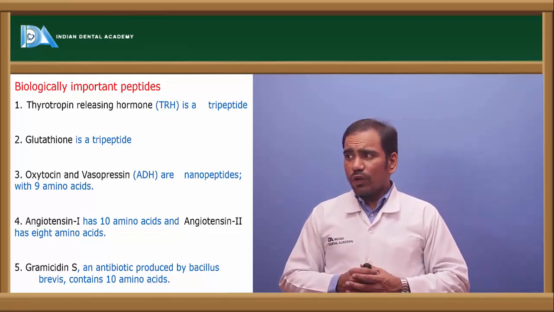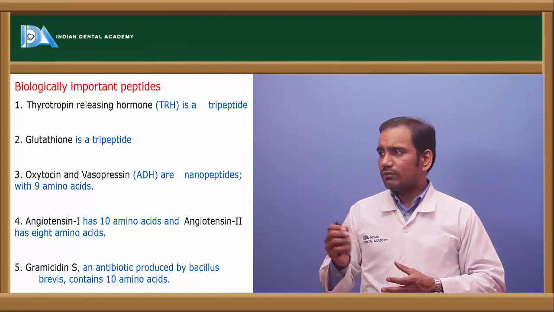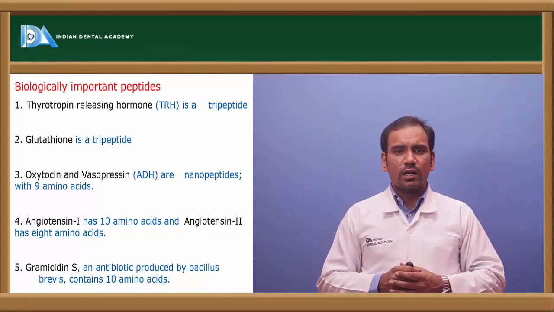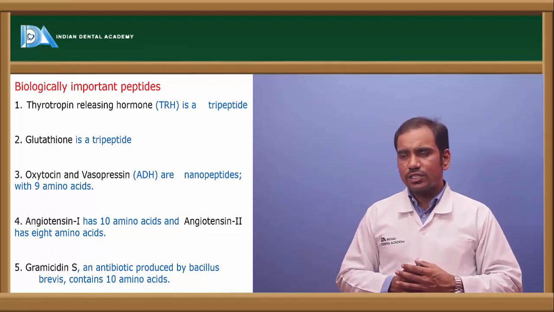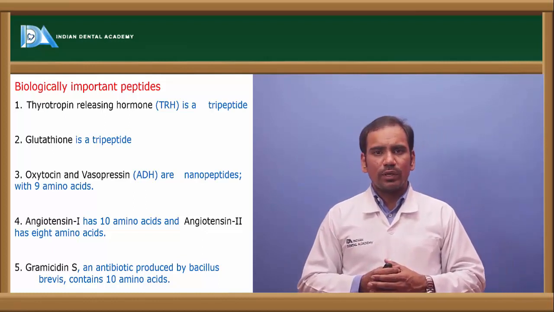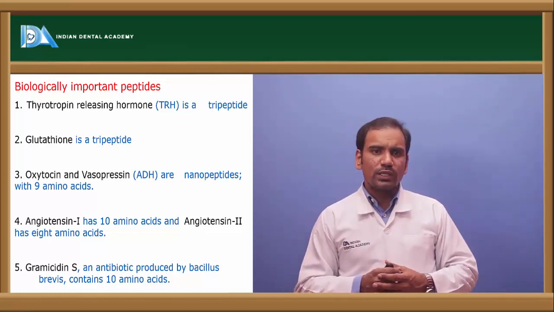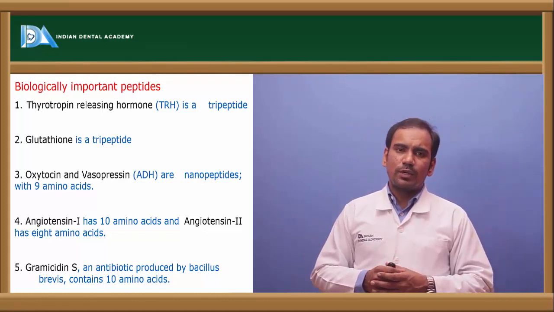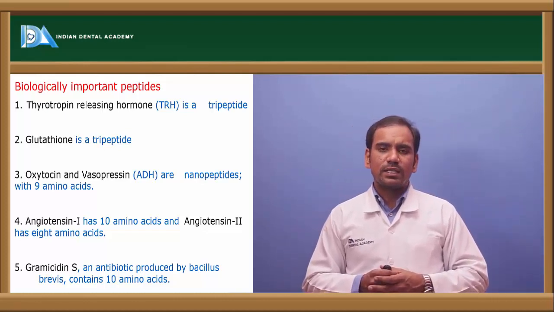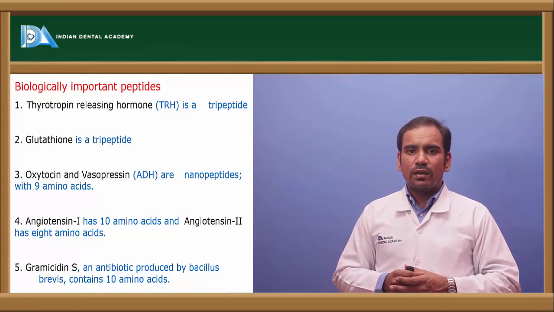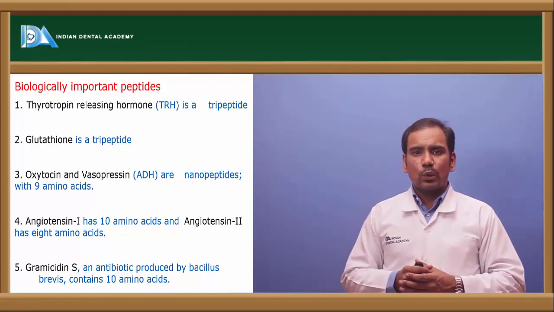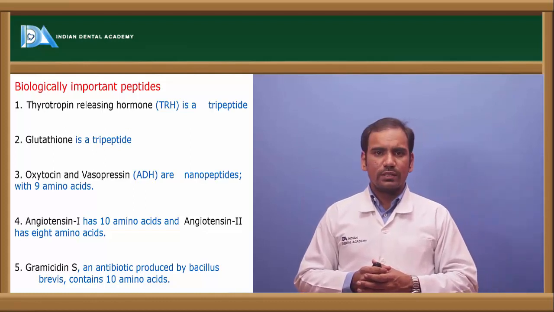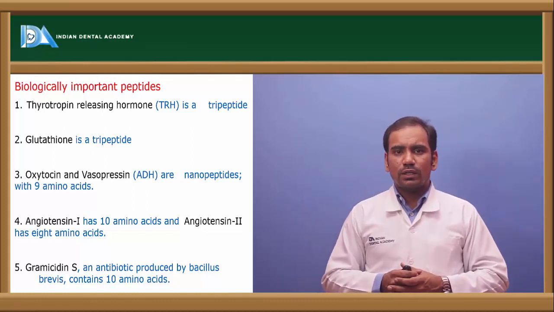Coming to the tripeptide thyrotropin releasing hormone, TRH, it is a tripeptide. It releases TSH. So that is the function of thyrotropin releasing hormone. Coming to glutathione, glutathione is also a tripeptide made up of glycine, cysteine, and glutamate. So it is gamma glutamyl cysteinyl glycine. It's nothing but glutathione, having 3 amino acids. Right? So that is about glutathione.